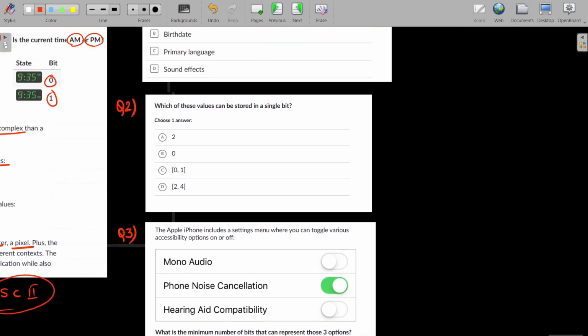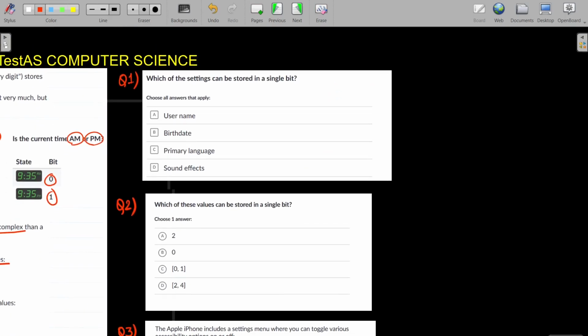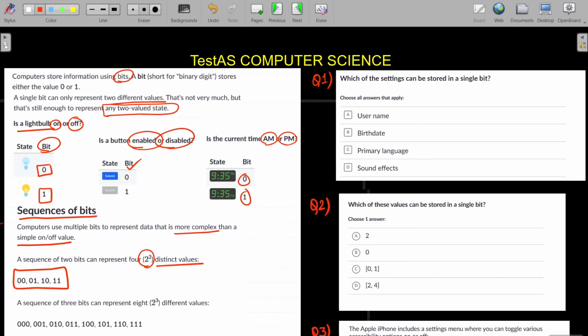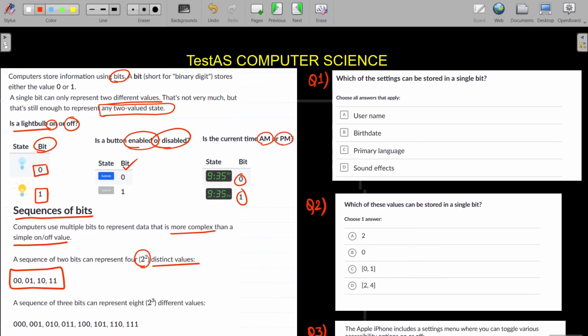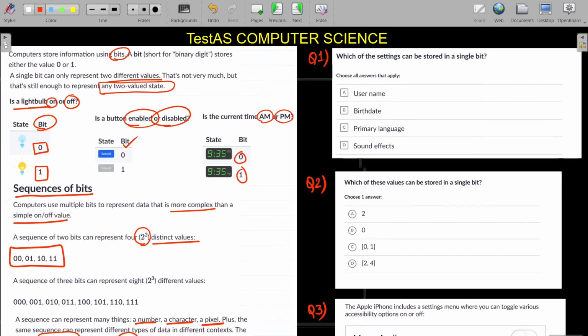Okay, based on this passage, we have some questions. Let us try to find the answer. For your information, I have kept the passage in the same view. Okay, please see the first question. Which of the settings can be stored in a single bit? We have to find which of the settings can be stored in a single bit.